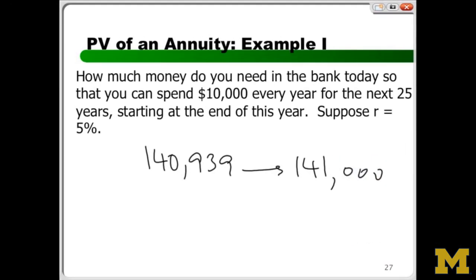So let me ask you this. If I spend $10,000 every year and the interest rate was 0, right? How many times will I spend 10,000? 25 times 10 is 250,000, right? So the number that I'm going to put in the bank is nowhere close to 250. It's off by at least 110 approximately.